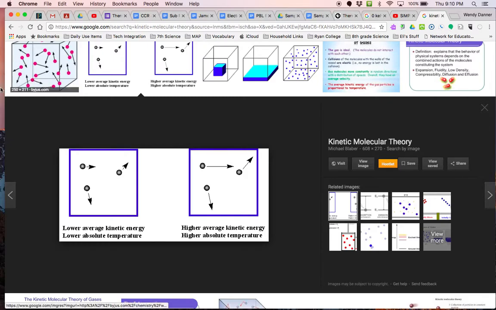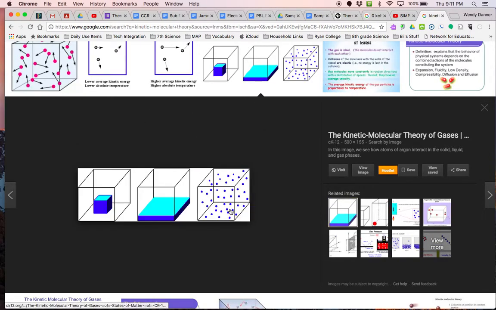So I found this and I thought it was pretty good at describing it. Now remember, the length of the arrow represents how much energy or how much force there is with it. So the lower the kinetic energy, the lower the absolute temperature, which makes sense since temperature is a measurement of how much thermal energy something has. Higher average kinetic energy is a higher absolute temperature. This did a much better job of describing what I was trying to show you in class the other day.